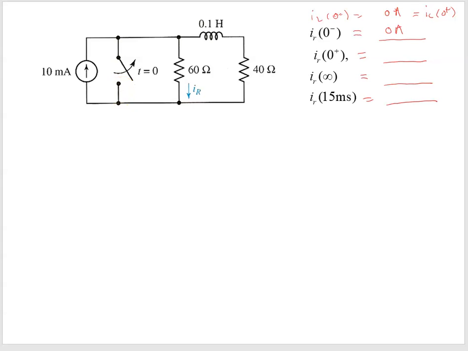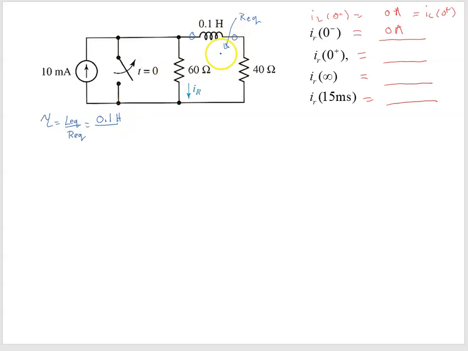And so at t greater than 0, that's when we can find our time constant. Our time constant, again, is from the perspective of the inductor. So if we're looking in from the inductor here, we have to find our equivalent resistance. So let's find this first. Our tau is equal to our LEQ over REQ. And in this case, our LEQ is just equal to our 0.1 Henry. We only have one inductor in the network.